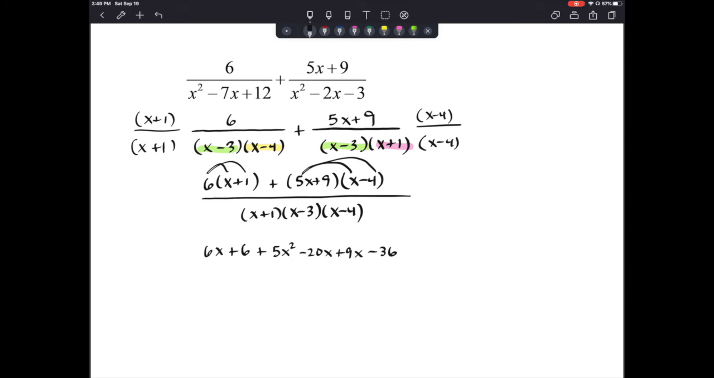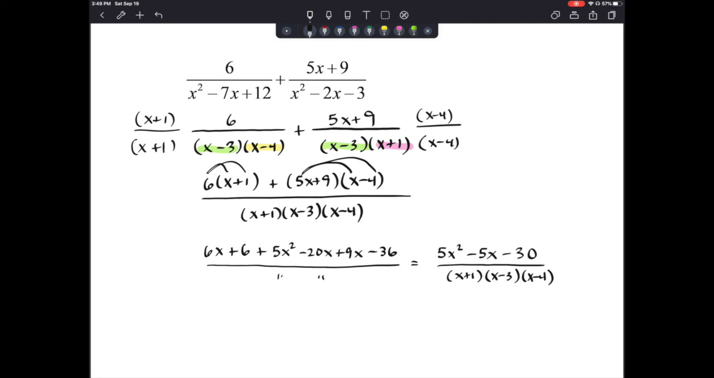Combine our like terms here. Let's see what we got. Right now it's all over the same denominator, but looks like I have a 5x squared. In terms of my x's, I have a negative 5x. And for my constant terms, it looks like I have a negative 30. Still all over x plus 1 times x minus 3 times x minus 4.